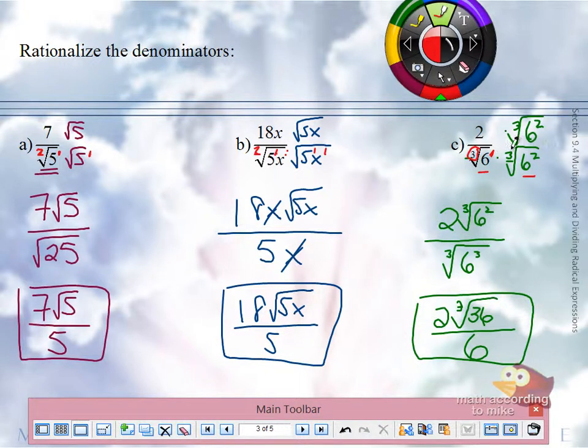But whatever I multiply downstairs, I also have to multiply upstairs. Well, downstairs I got my cube root of 6 cubed. Cube root of 6 cubed reduces to 6. This 6 squared becomes 36.